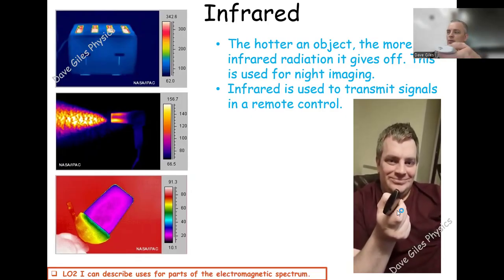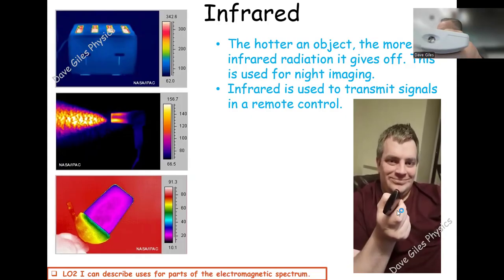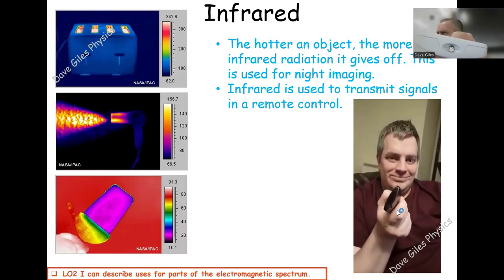In fact, I'll try it. Look at the top corner of the screen. I'll adjust my aircon. Not sure how well that is showing up. You can't see it too well here. Oh, you can see it, yeah.